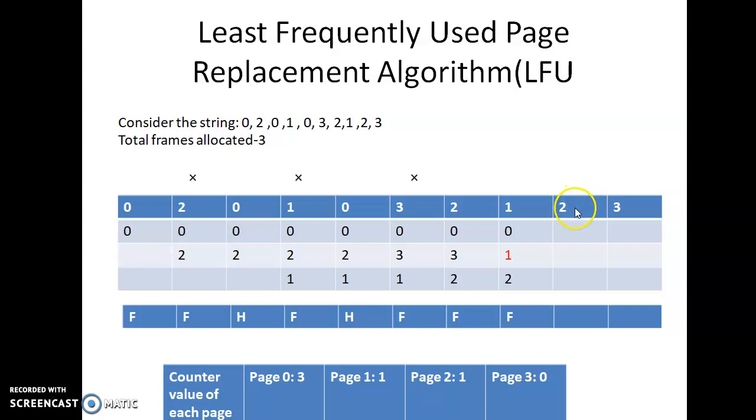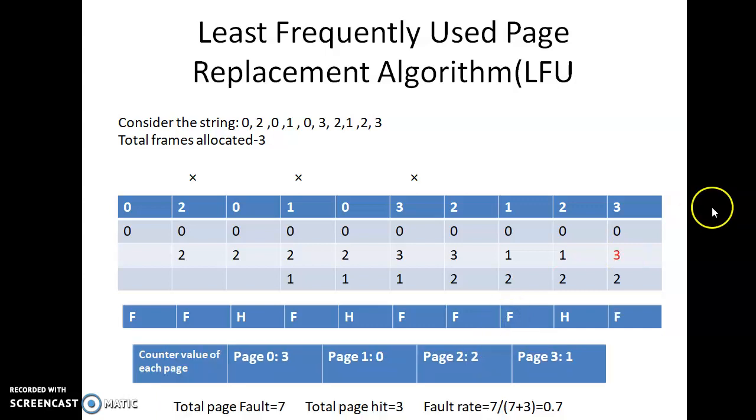Next request comes for the page 2, and as the page 2 is already present in the memory, there will be a page hit, but now it is referred a second time, so its counter value will be increased. So the memory will be like this: the same pages will be in the memory, but its counter value has been increased here by 1.